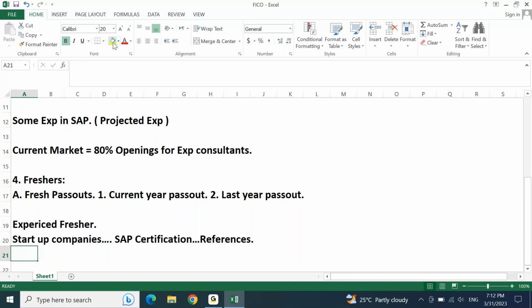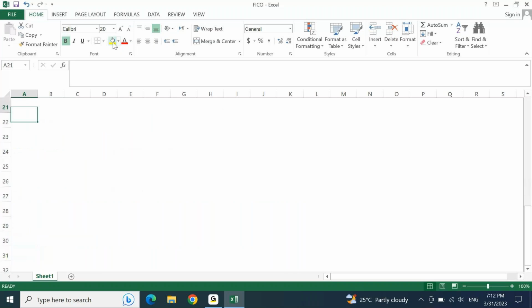In short, if you want to get into SAP, the only open way is as an experienced candidate. This is the only way which will allow you to enter the market. This is the only option which will open the door for you to start your career in SAP. So if you're thinking about getting into SAP as a fresher or by any other means, the opportunities are very, very less.